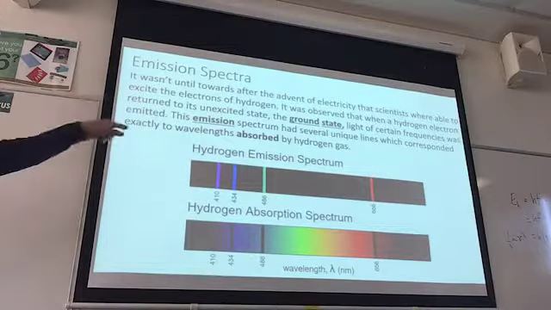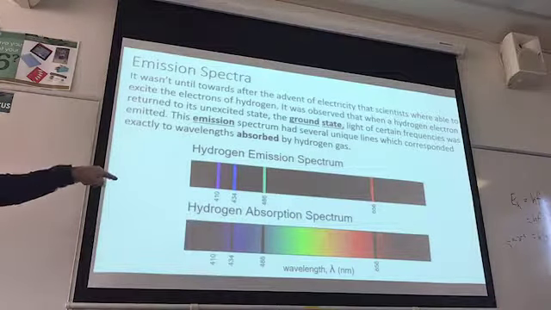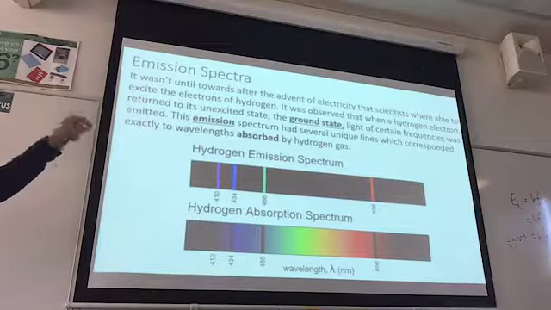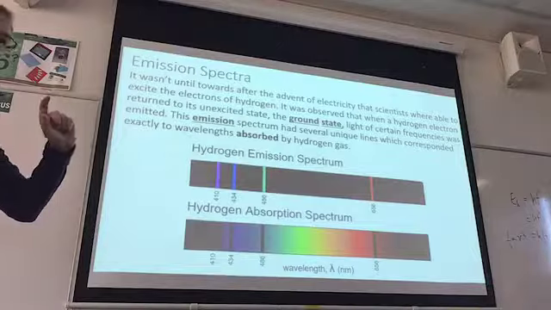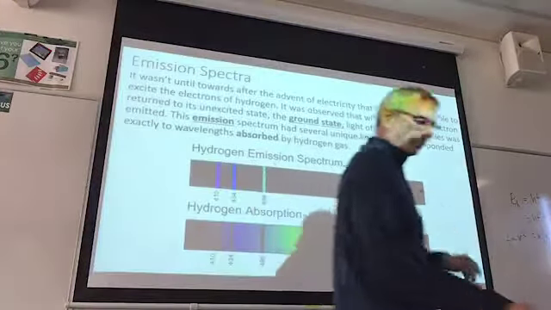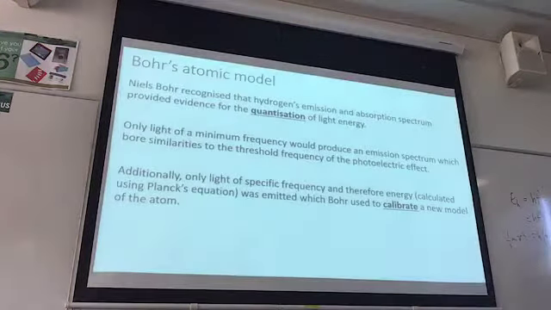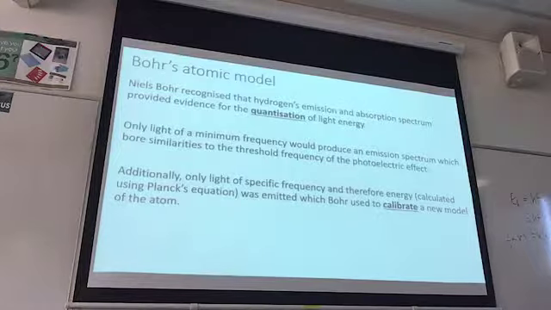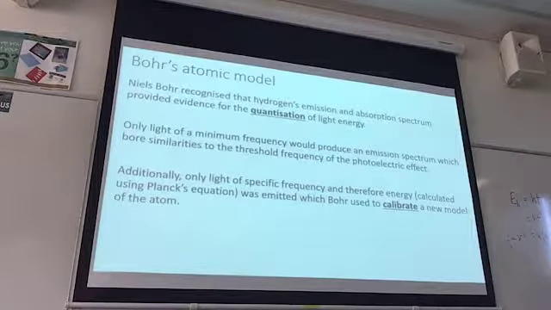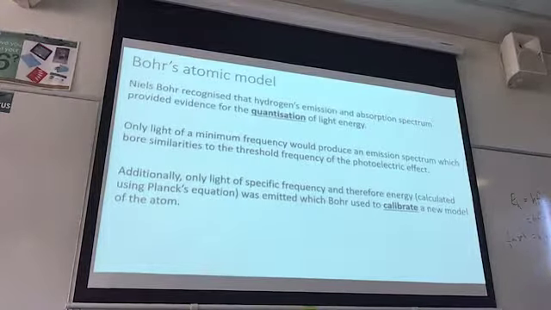So this is the hydrogen emission and hydrogen absorption spectrum, and it's related to the energy levels of the electron shells, or the electron cloud shells. So this led Bohr to his idea of the atom, and we'll talk about that in a little while. He recognised that that emission spectrum was evidence of the quantization of the light.